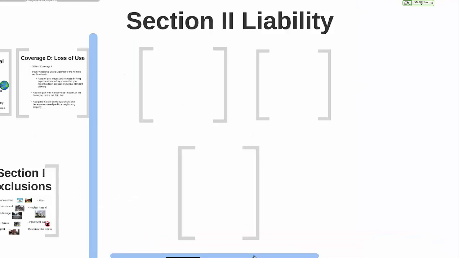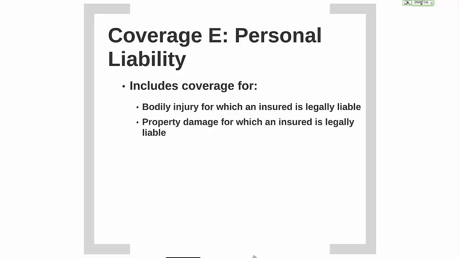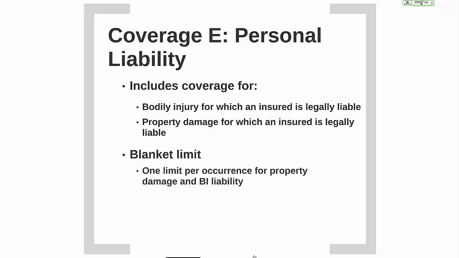Now let's look at Section 2, the liability section, which includes Coverage E, personal liability, Coverage F, medical payments, and also the Section 2 exclusions. Coverage E includes coverage for bodily injury for which an insured is legally liable, and property damage for which an insured is legally liable. Coverage E typically has a blanket limit, which is one limit per occurrence for property damage and bodily injury liability. We'll talk about split limits when we get to personal auto insurance, which typically do have split limits. The blanket limit is typically $100,000 but can be increased.